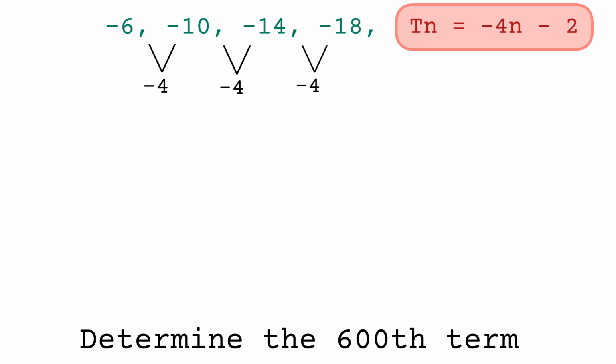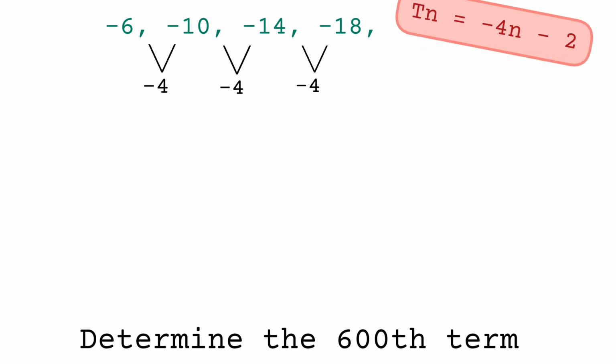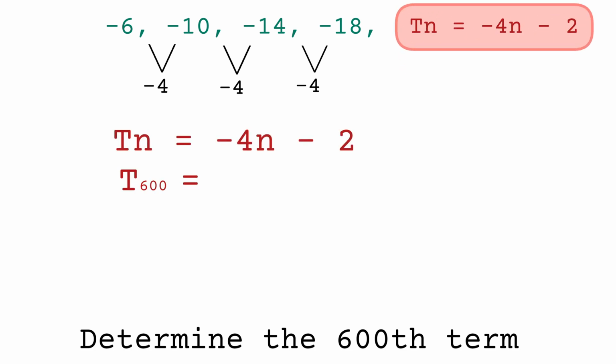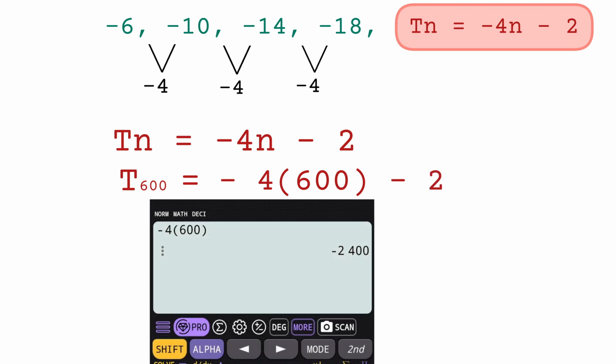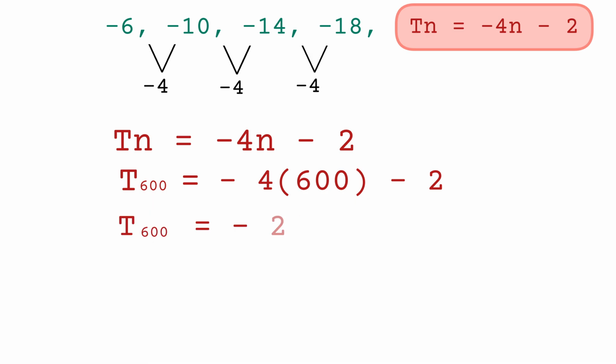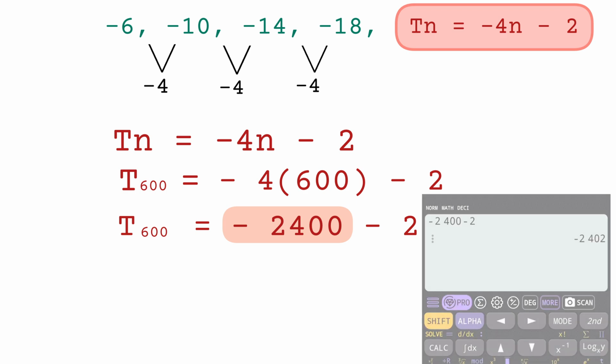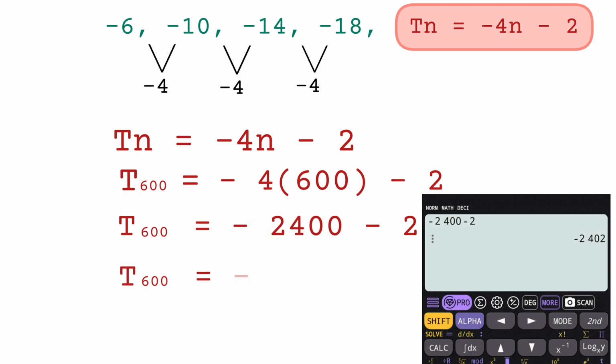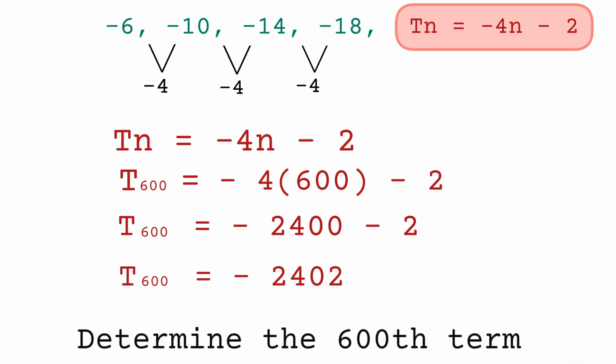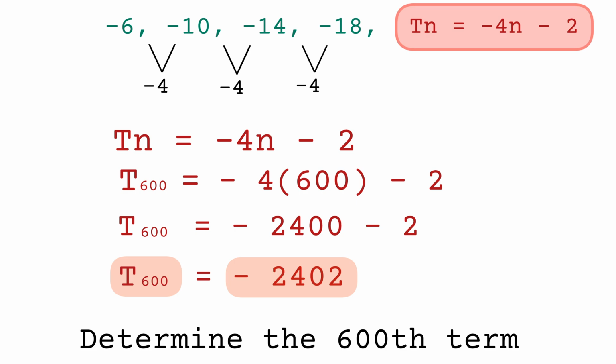To find the 600th term, we then use this nth term formula. Instead of n, we're now going to have 600. -4 multiplied by 600 will give us -2400. This -2 will give us -2402. So now we know that the 600th term is equal to -2402.